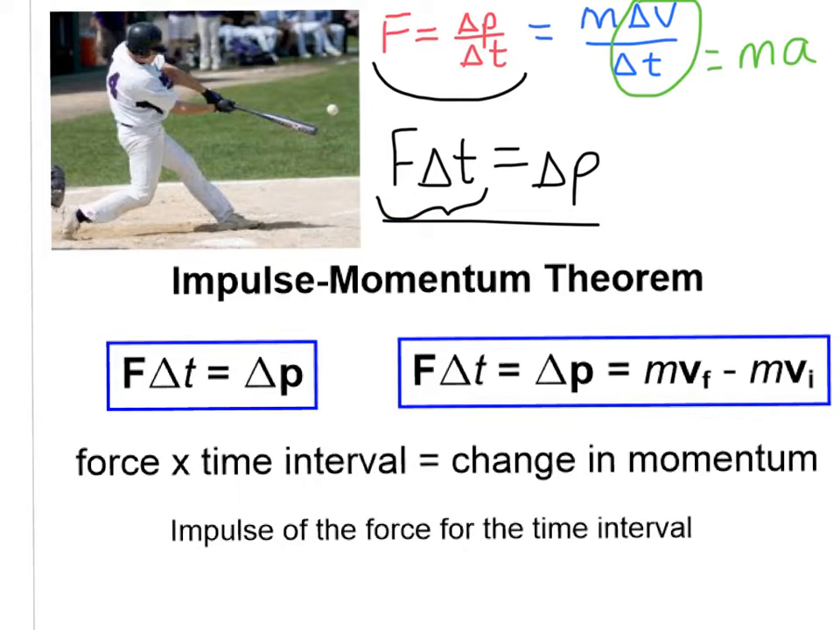And this is why follow-through is so important in many sports. For example, when this batter is hitting the ball, it will experience a greater change in momentum if that batter follows through and keeps the bat in contact with the ball for a longer period of time.